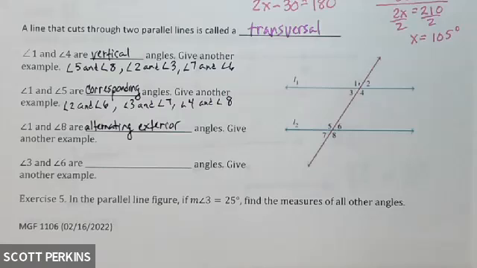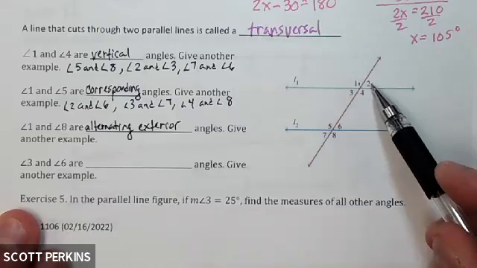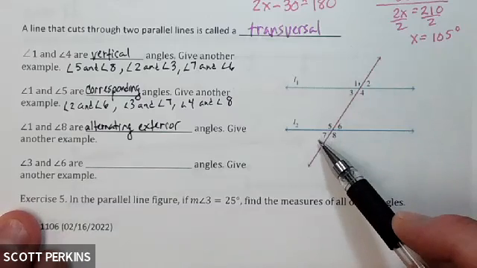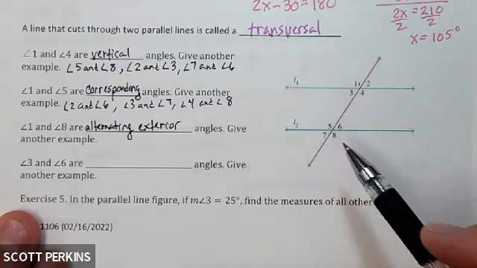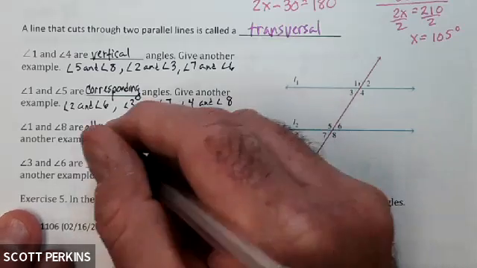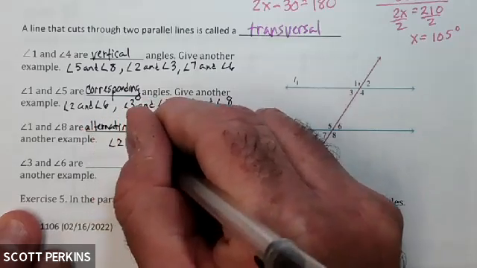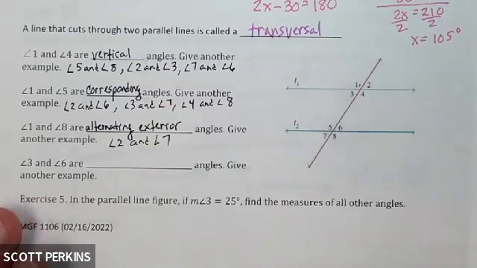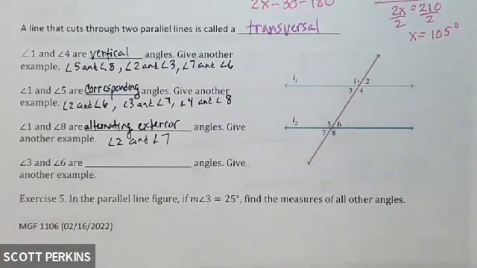There's one other pair of alternating exterior angles. Yeah, 2 and 7. 2 is on the right side of the transversal, 7 is on the left side, and again, they are both on the exterior of the parallel lines. So angle 2 and angle 7 are also alternating exterior.